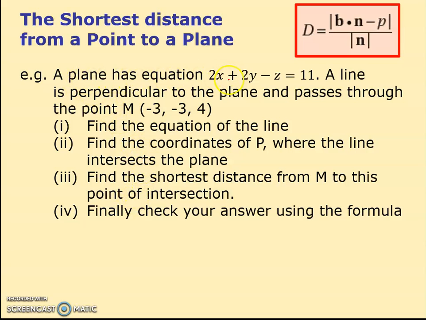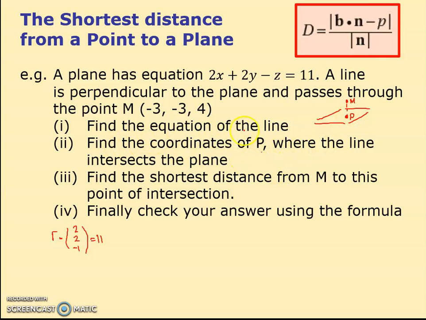Applying this equation 2x, straight away I want to write that as an r dot n scenario, and there is a plane, isn't it? A plane has that equation. So r dot (2, 2, -1) is equal to 11. That's my plane. A line is perpendicular to the plane and passes through the point. So we've got a plane, and this point above the plane, which I'm going to call M, and that's the distance I'm trying to find. This is called P.